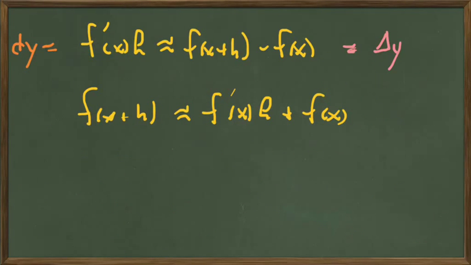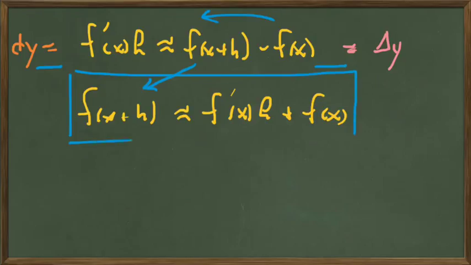We started where we left off with the left side being dy and the right side being delta y, and now we're rearranging. We're leaving the f of x plus h alone on the left side, and moving f of x over to join the f prime of x term. So we have this expression, the left side approximately the right side.